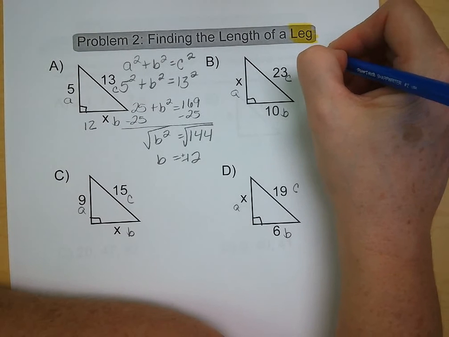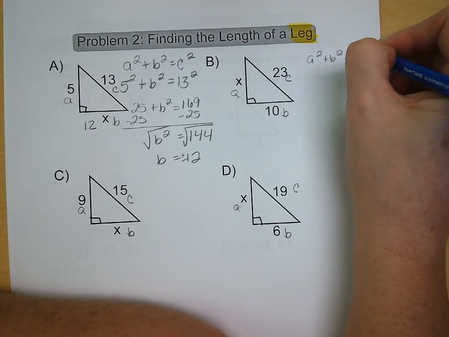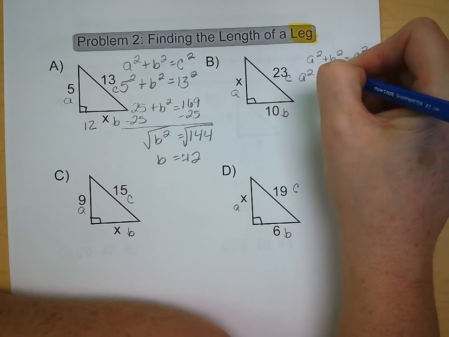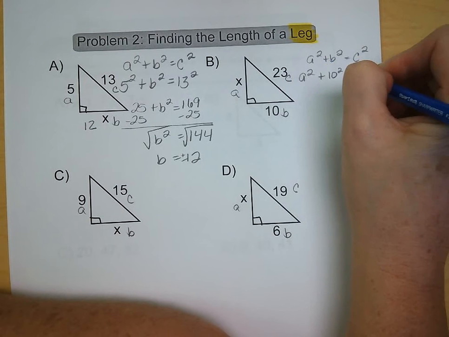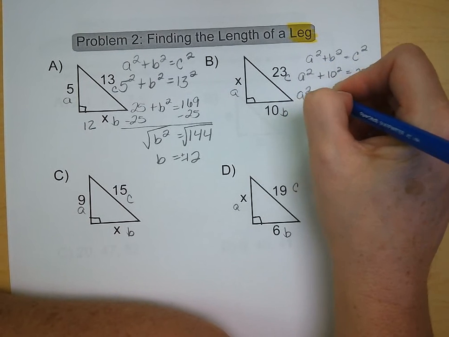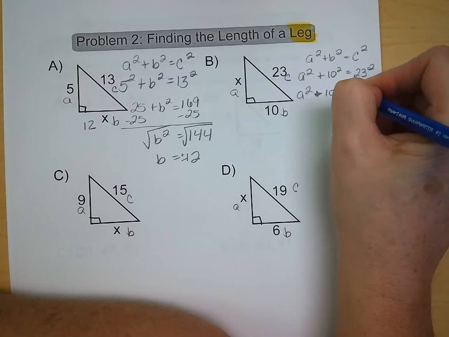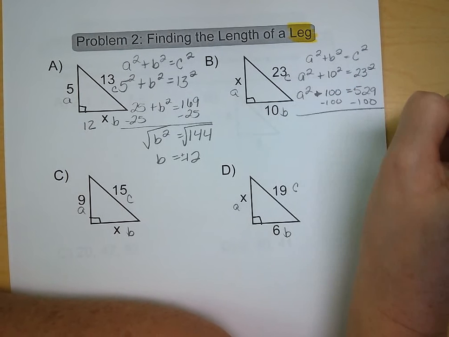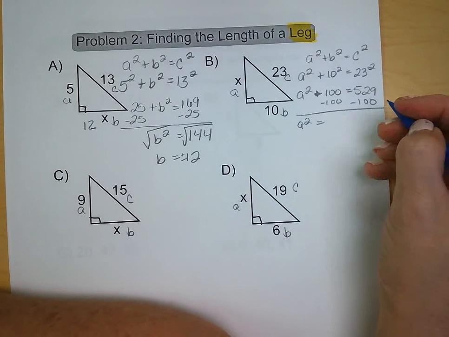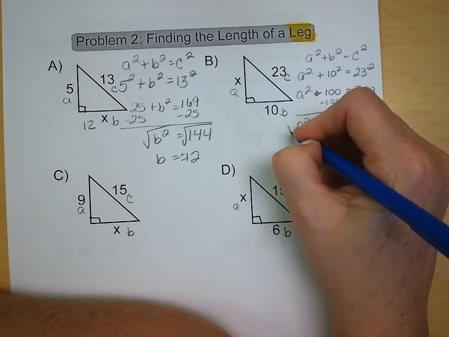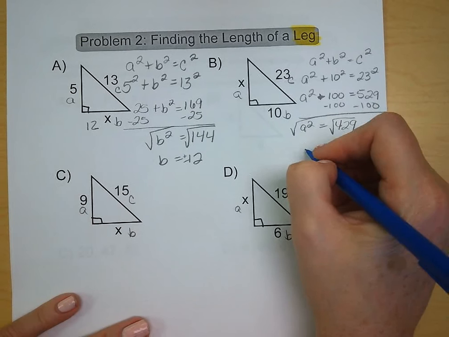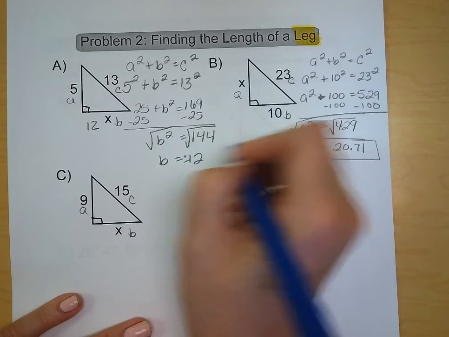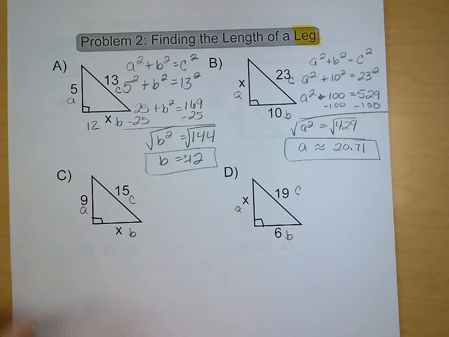Letter B, we've got x squared plus 10 squared equals 23 squared. Ten squared is 100. 23 squared is 529. So we subtract 100 from both sides, and we're left with x squared is equal to 429. We take the square root, and it's going to be approximately 20.71. If you don't remember, the little squiggle equal sign means approximately.